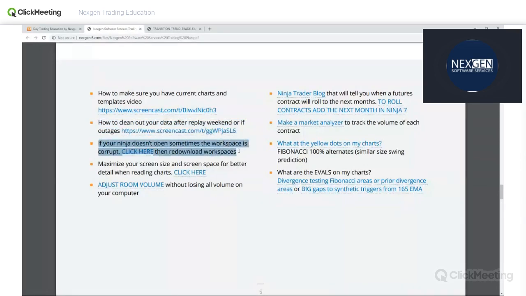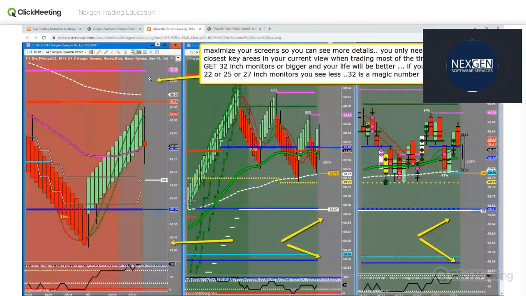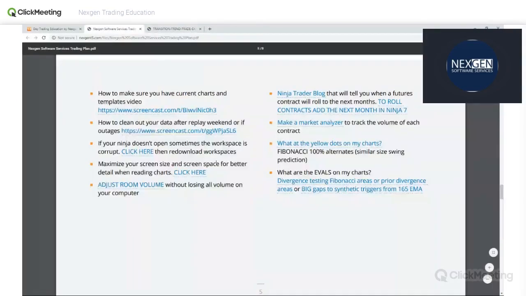If your Ninja doesn't open, sometimes your workspace gets corrupted. Again, we have stuff in the user guide about it. The other thing I always tell people, maximize your screen space. You don't really need to see 150 ticks above or below the market. Make sure you've got your screen space set to where you can see as much as you can possibly see.